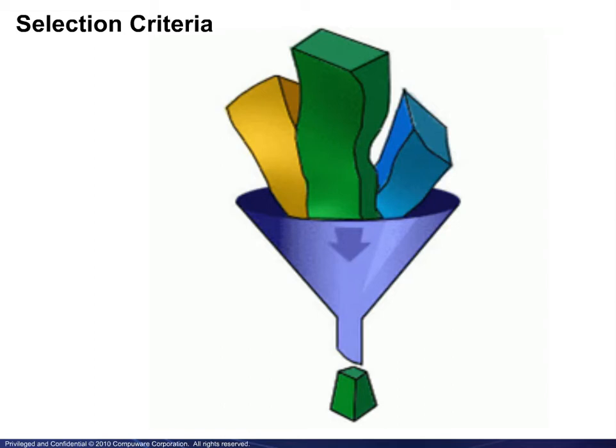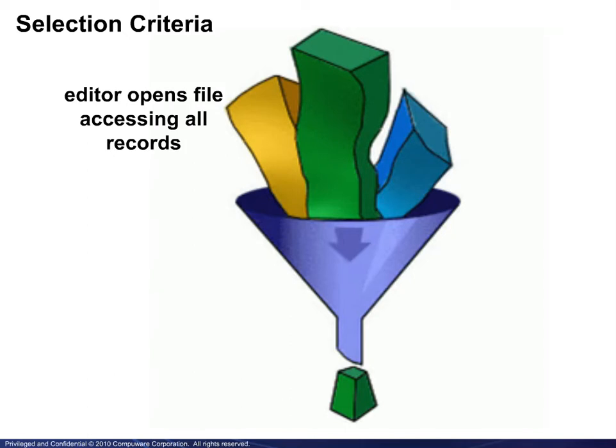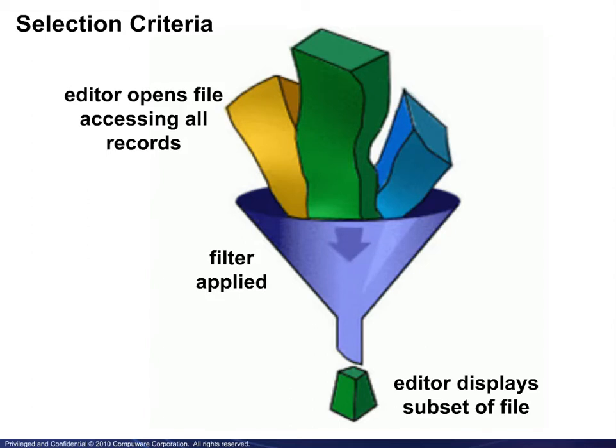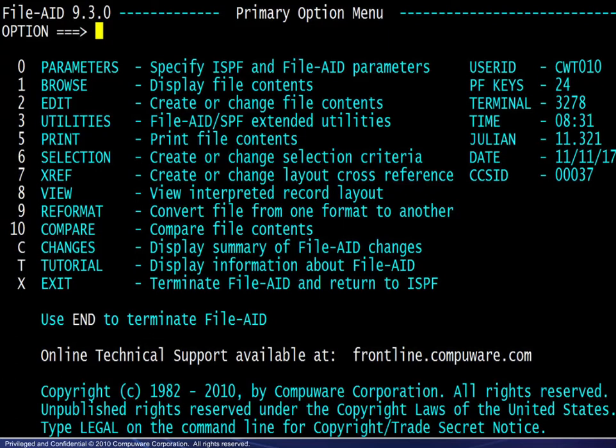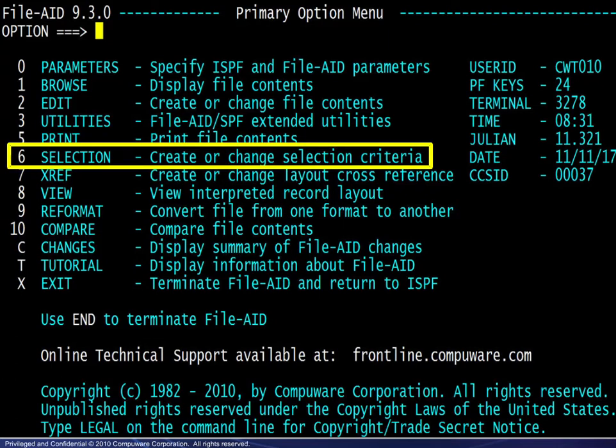For example, when editing, all records are typically accessed. If a filter is applied, only a subset of the records will display for the user. As we see here, there is an option from the File-AID primary menu specifically for creating and changing selection criteria. These actions are also available wherever selection criteria may be used.